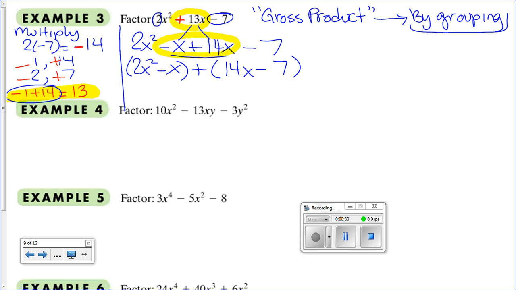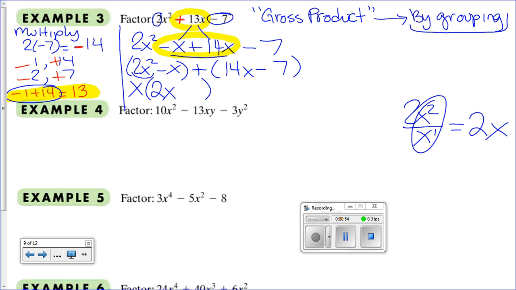Now, what is the GCF of the first group? Just x. So if we factor x from 2x squared, what do we get? 2x. Remember, 2x squared divided by x is 2x, because what do you do with the exponents here? Subtract, right? So 2x. Now negative x divided by x is -1.